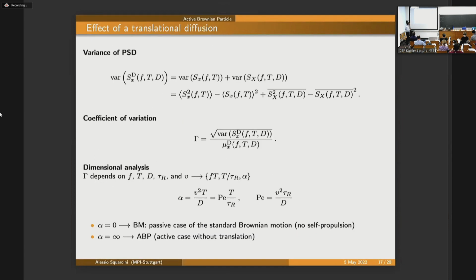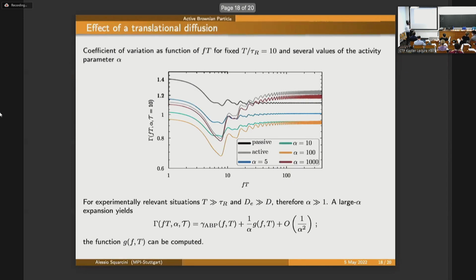But what we want to do now is to rebuild the coefficient of variation plot. And if you do some dimensional analysis, you see that everything has to depend, since the coefficient of variation is a pure number, on ft, on this ratio of times, and eventually on the Péclet number. And so I construct this parameter alpha, such that alpha equal to 0 corresponds to the Brownian motion, so the pure passive case, no self-propulsion, and alpha going to infinity is the pure active model of the initial slide, let's say.